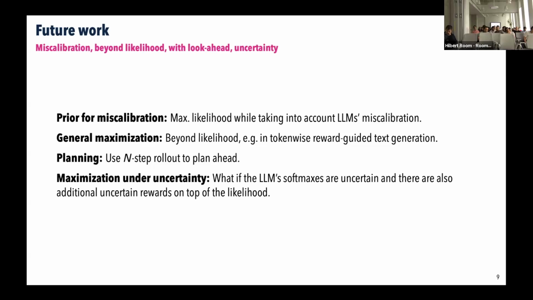And for general maximization, I talked about likelihood here, but of course it can be done for different kinds of values in the tree. We can also do planning, as I mentioned before. And what happens if we also have answer and reward? For example, if you have a Bayesian reward model, then having a probabilistic formulation, we will be able to incorporate those answer and rewards.